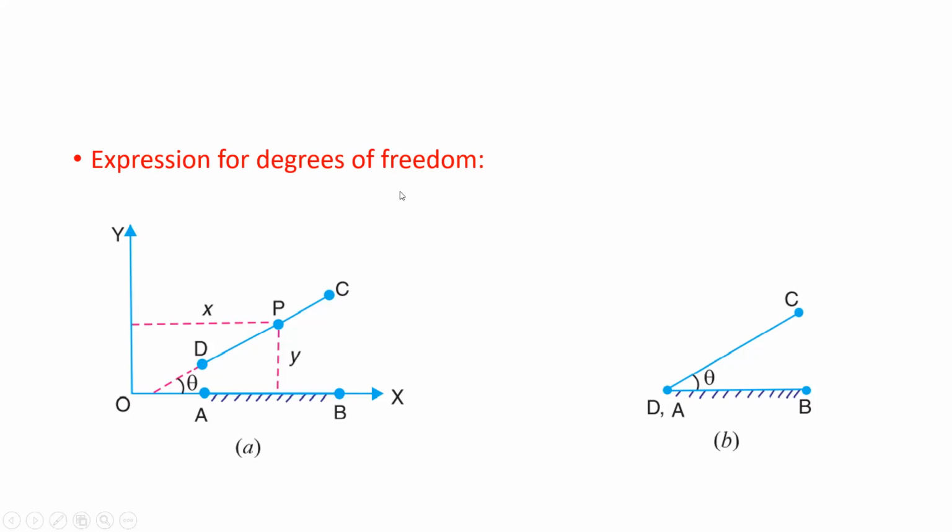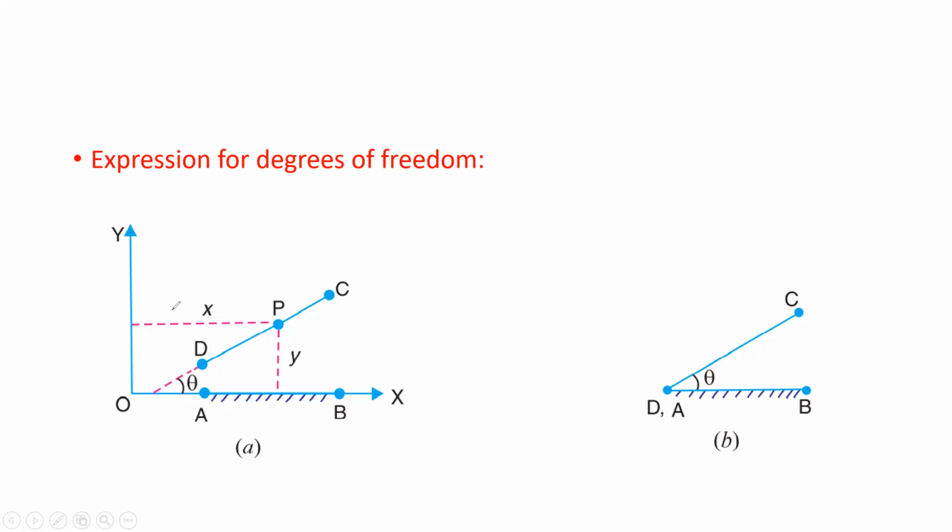Can we express the degrees of freedom with the help of some formula? Let us first discuss the degrees of freedom of one particular link. Suppose there is one link, which is link DC, in this plane. Because we are studying all planar mechanisms, link DC is in this plane XY.